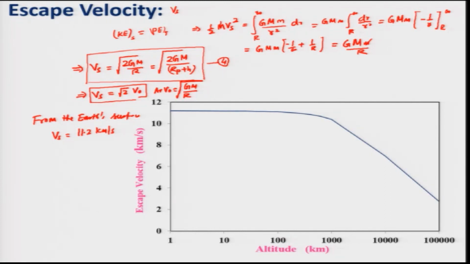That means it will be easier to escape from the earth's pull provided you place the vehicle at a certain altitude and then impart a certain velocity such that you can escape very easily. And that we will be discussing a little later on.